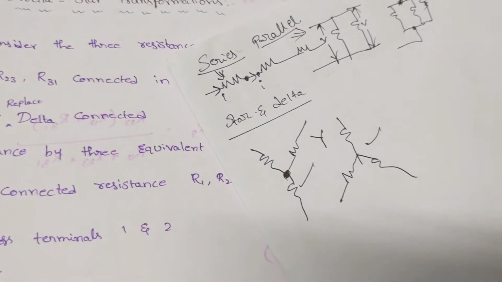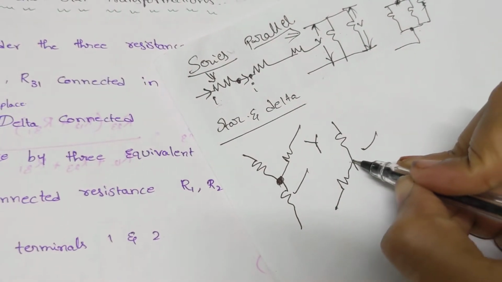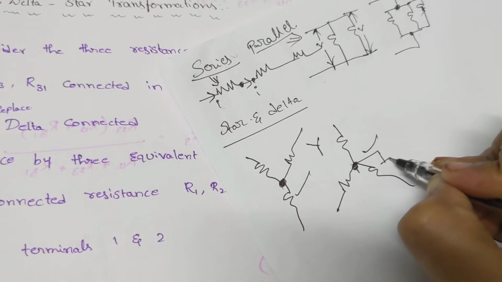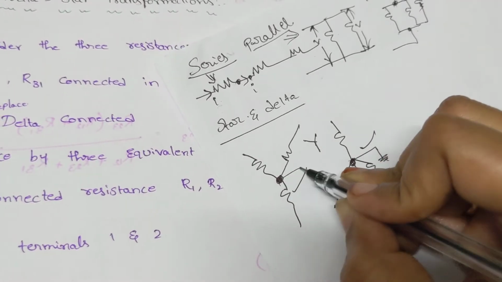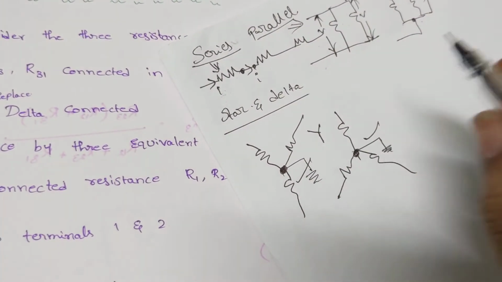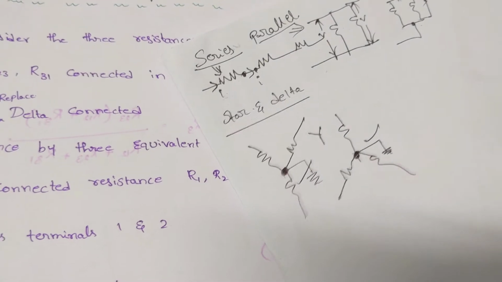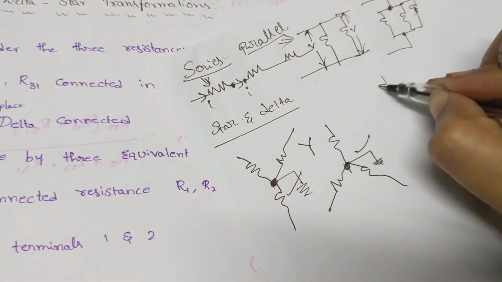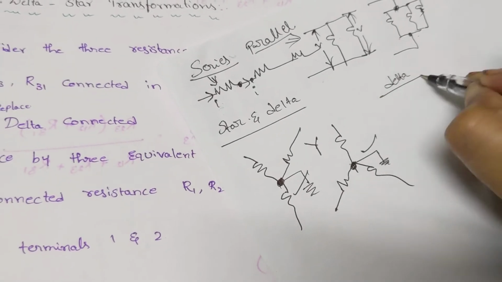In this star connection there is a possibility of grounding, a terminal for grounding. This is the advantage of star compared to the delta connection. Then what is meant by delta, and how is it connected?